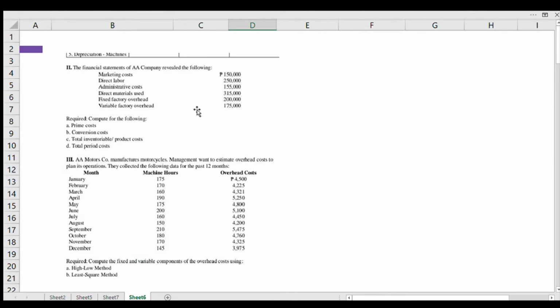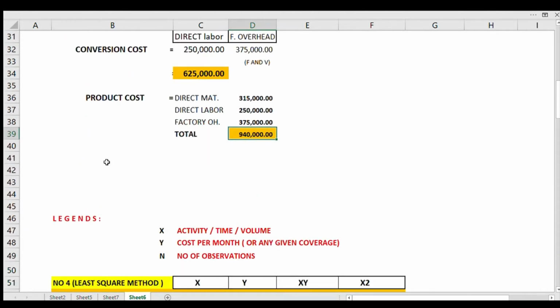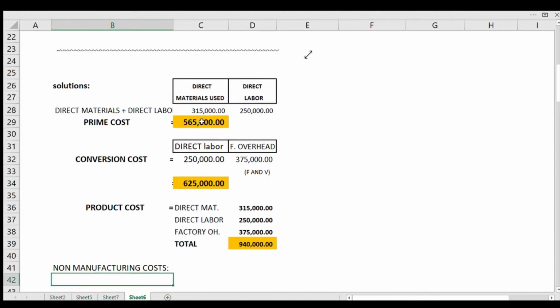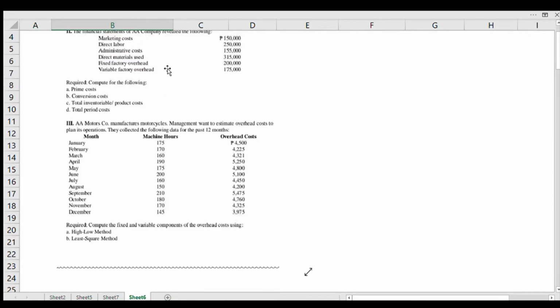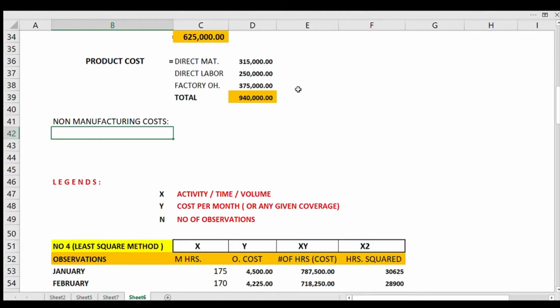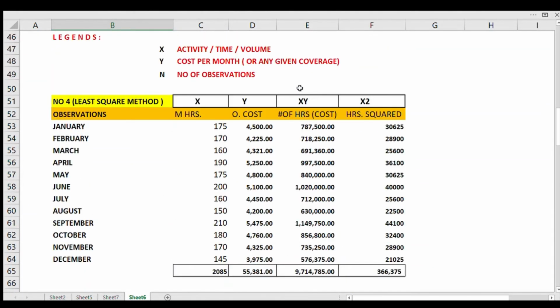Now we have the last question here, the period cost. All we have to do is get all the non-manufacturing costs. So we'll just give all the non-manufacturing costs. This is what we call the period cost. The marketing cost and administrative cost: we have two items here. The marketing cost is 150 and administrative cost is 155.